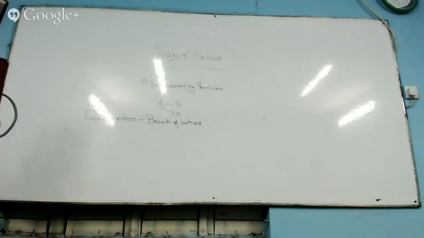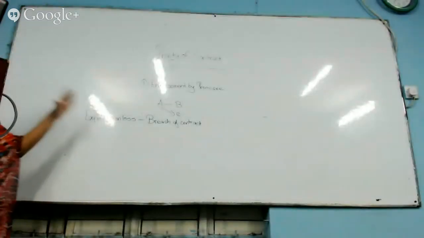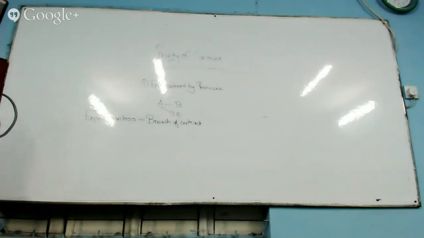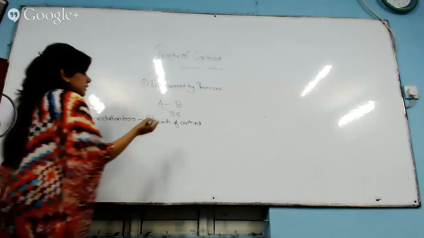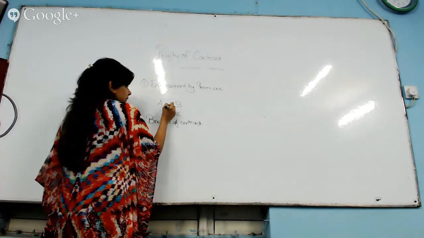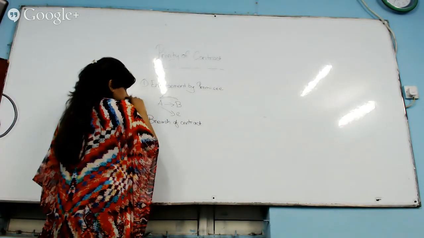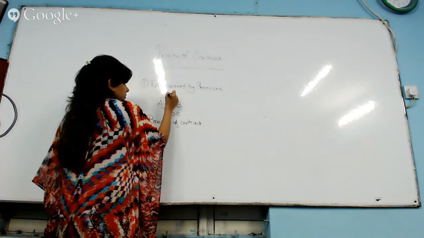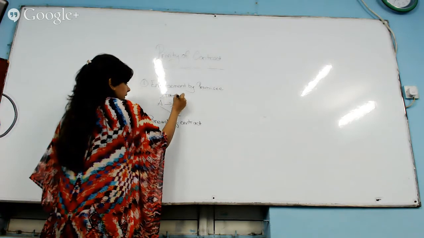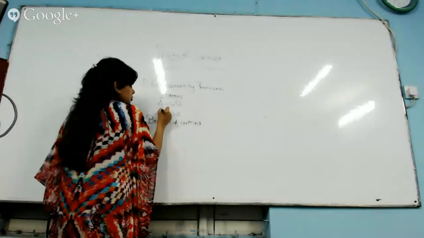So let me repeat that again. The idea of expectation loss is to try and put B in the position that he would have been if the contract was performed. If this contract was performed, then would B get anything? So let me just say it. Say A says, I will give you, we'll just keep to the potatoes, and he will pay 100 pounds to C.